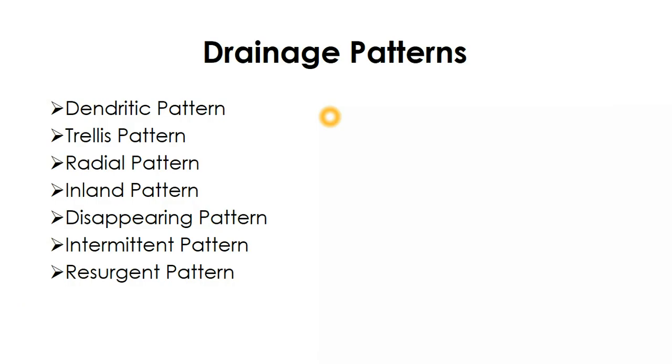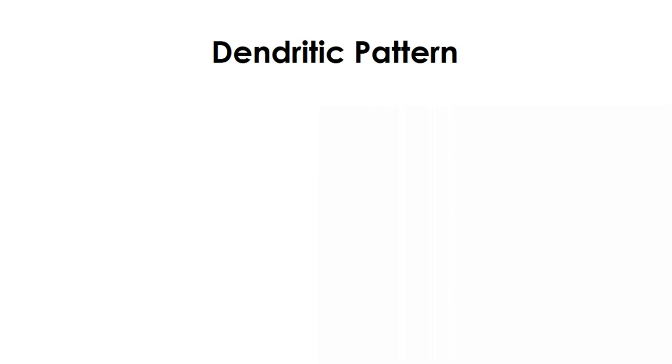And in this year you have at least 7 different major drainage patterns to study. There are so many different types of patterns, but you need to study only these major drainage patterns, and this includes dendritic pattern, trellis pattern, radial, inland, disappearing, intermittent, and resurgent pattern. Let's begin. First one is the dendritic pattern.